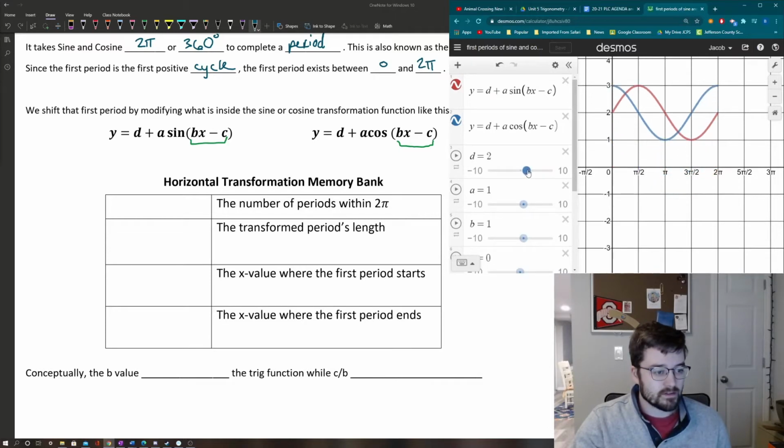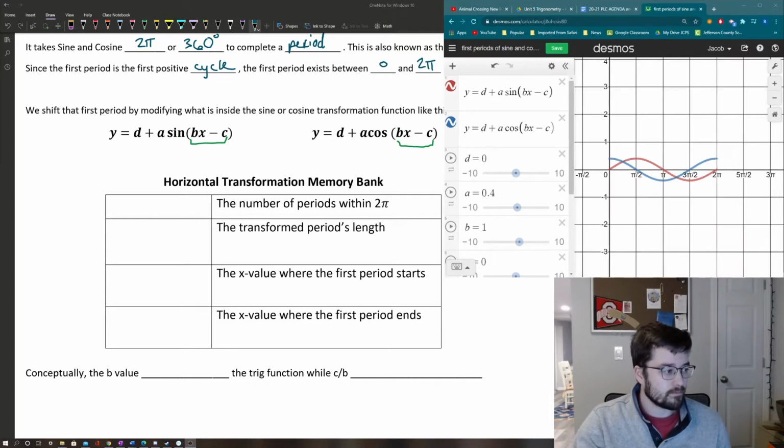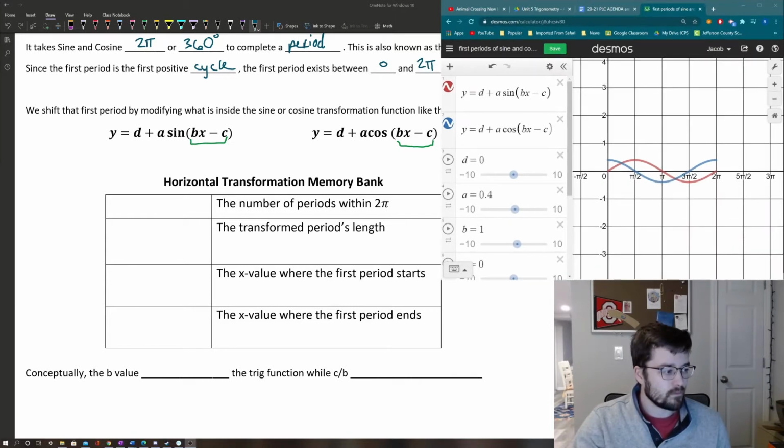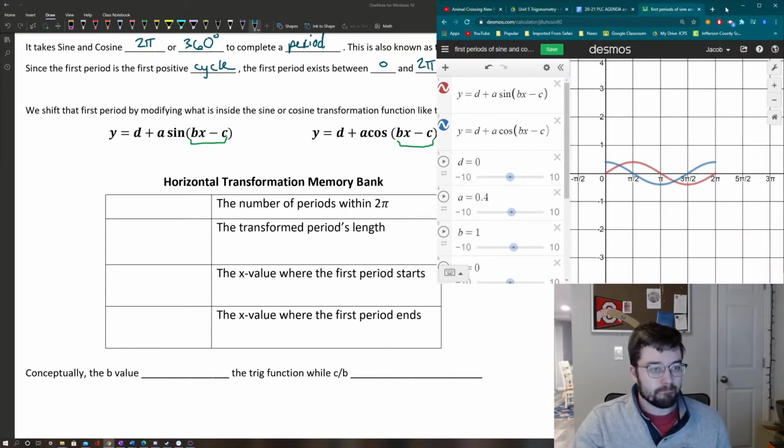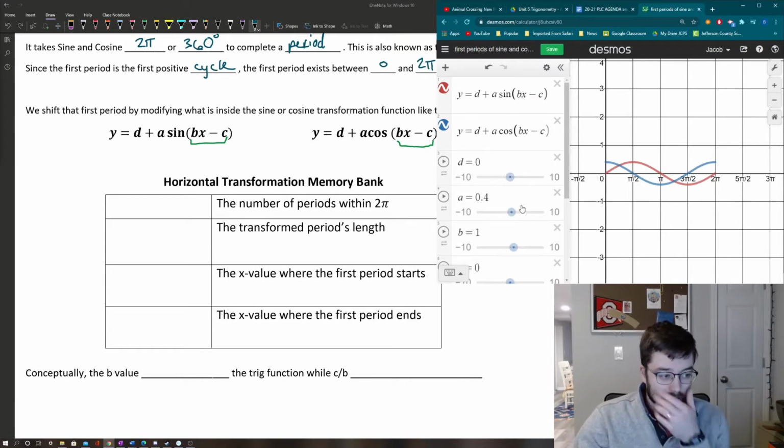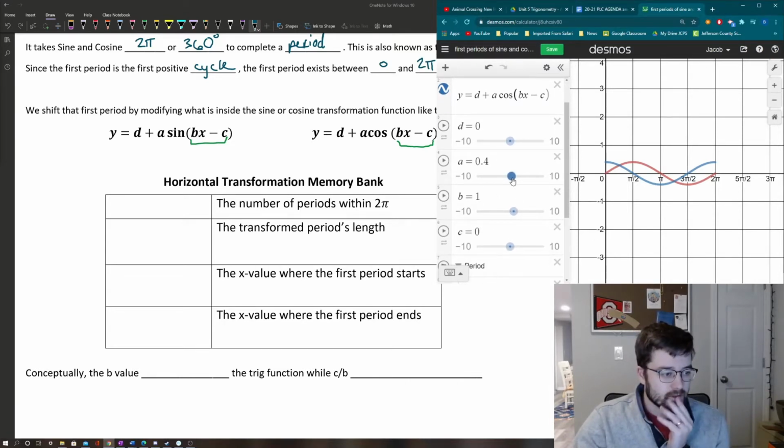So obviously D is going to move these things up and down. We'll leave them centered though at 0. And A is going to stretch them out. If we put that A between 0 and 1, then they're going to be super thin. And let me zoom it out maybe a little bit. So our A value stretches it. We'll leave that at 1 just so we can keep that constant.